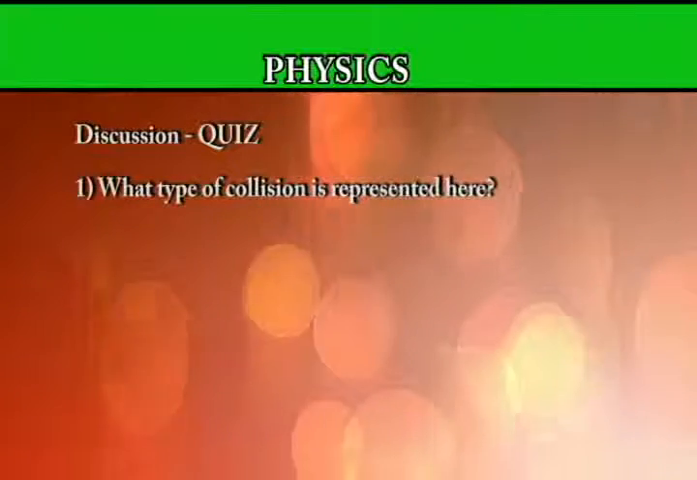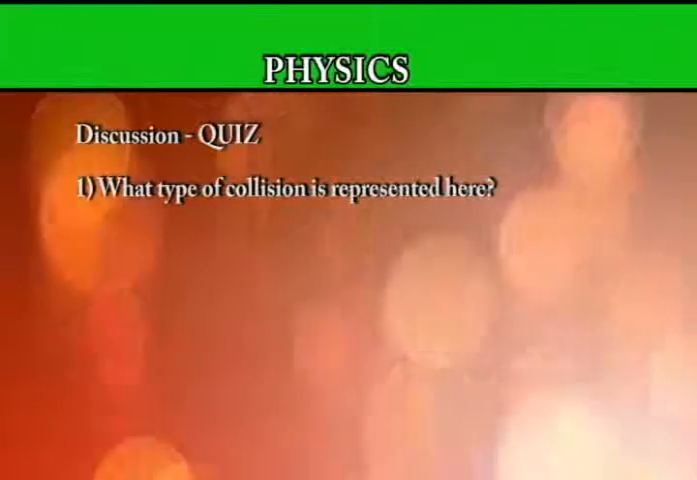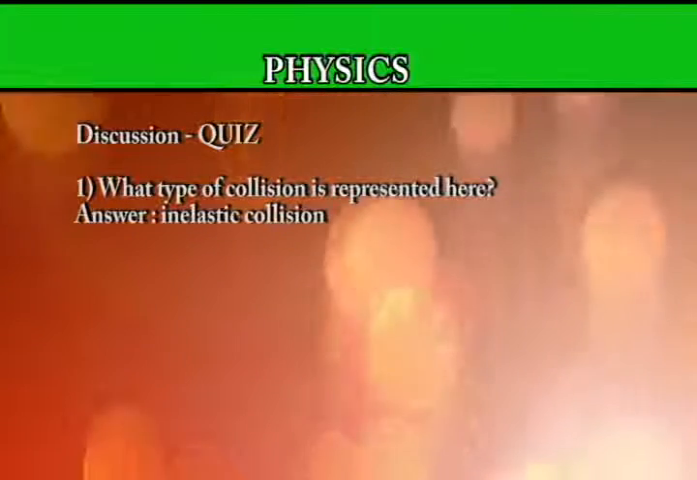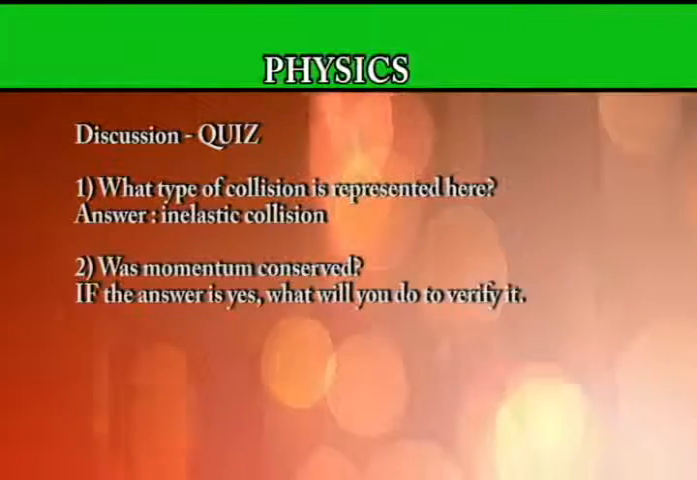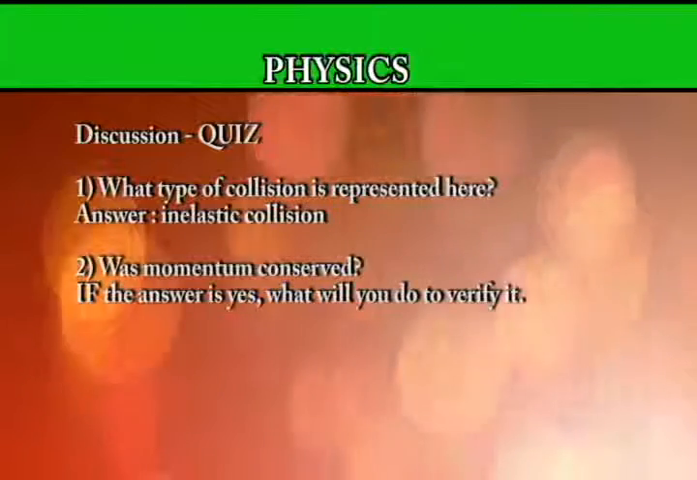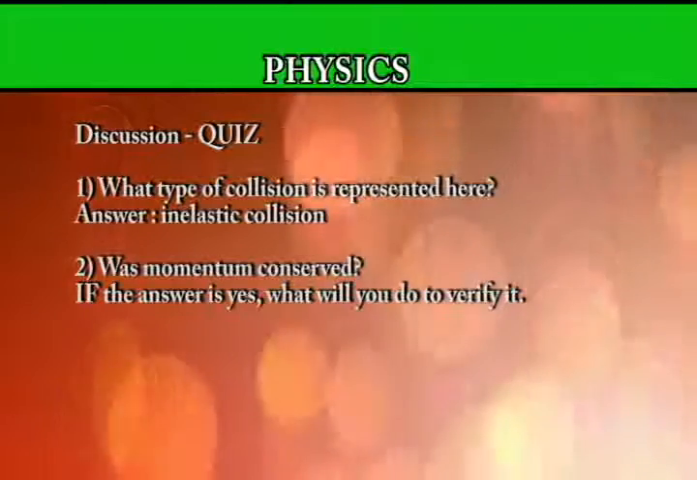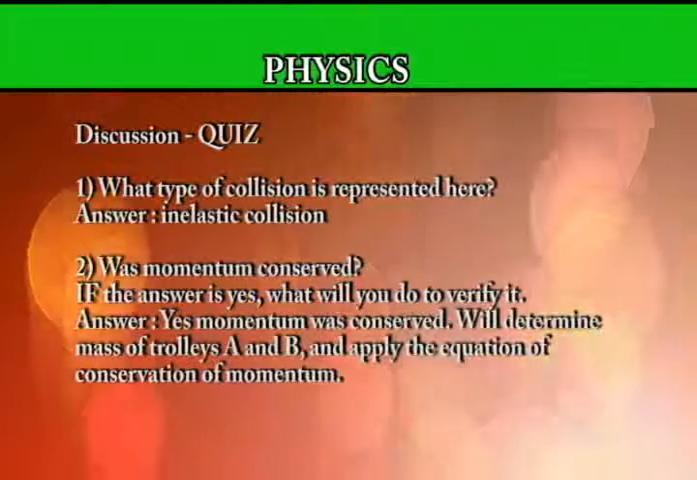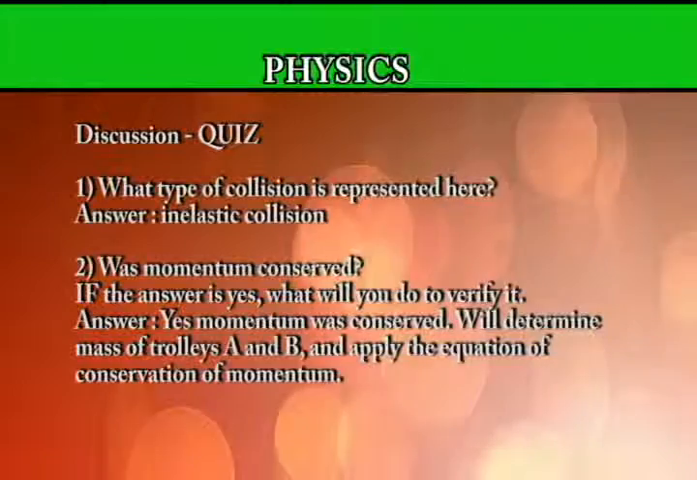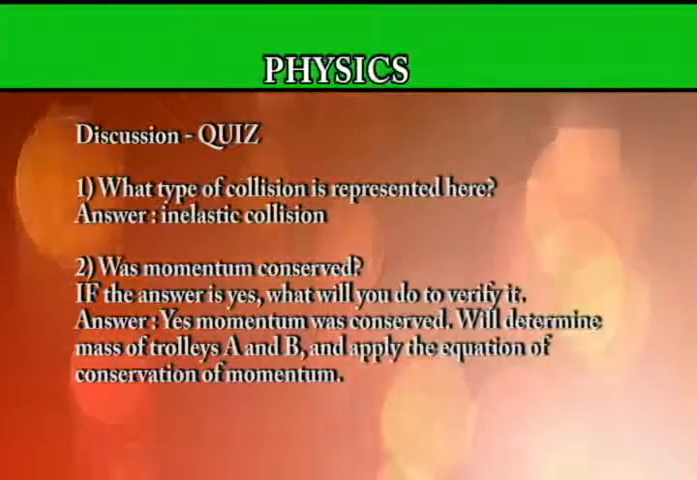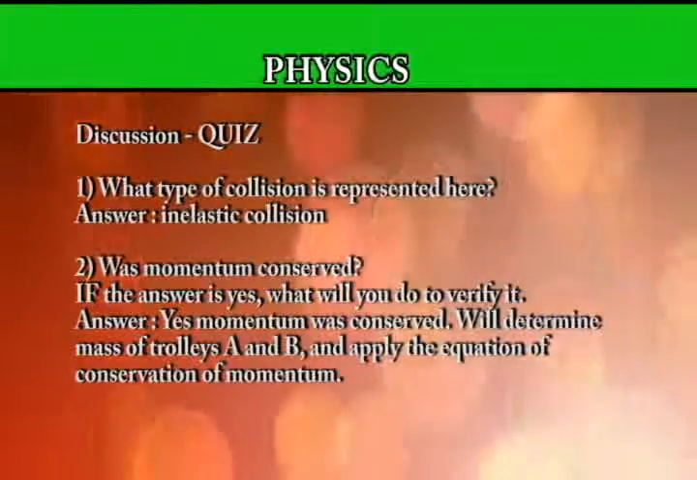Discussion quiz. 1. What type of collision is represented here? Answer: inelastic collision. 2. Was momentum conserved? If the answer is yes, what will you do to verify it? Answer: yes, momentum was conserved. We will determine the mass of trolleys A and B and apply the equation of conservation of momentum.